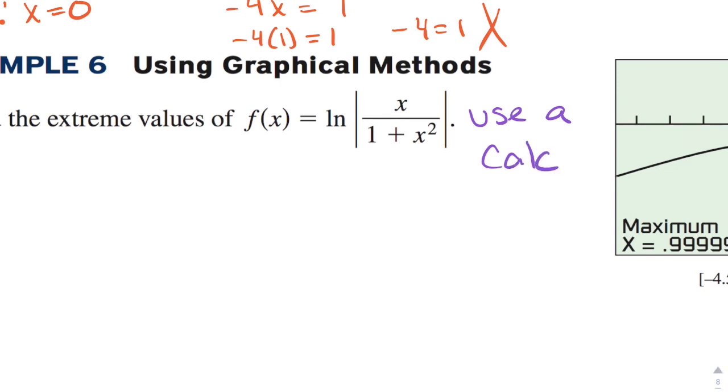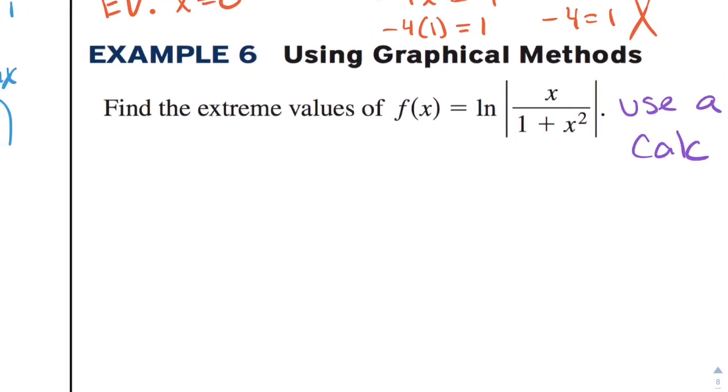Okay, how do you use the calculator on this? You are going to go to y equals. No, I'm sorry, y equals, you can type ln right there. You're going to hit the ln key.